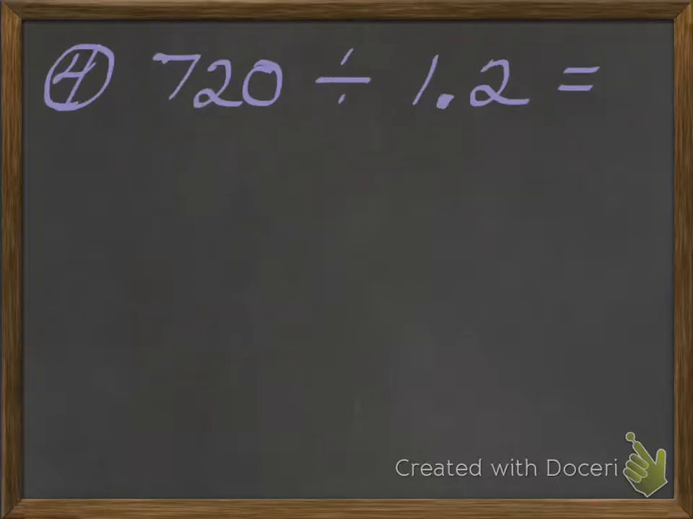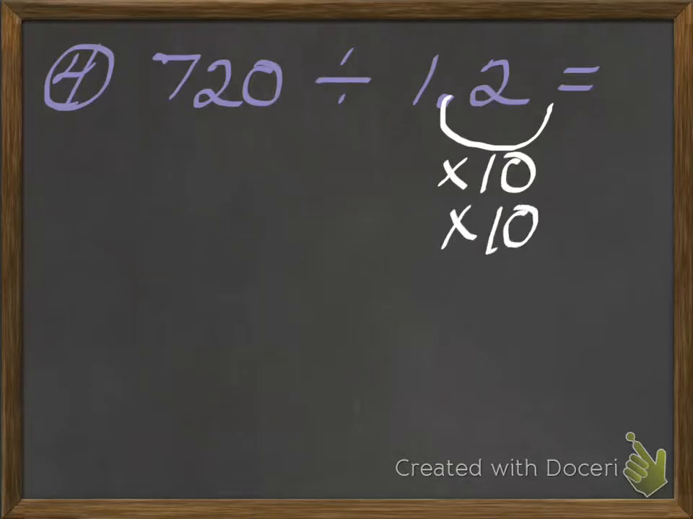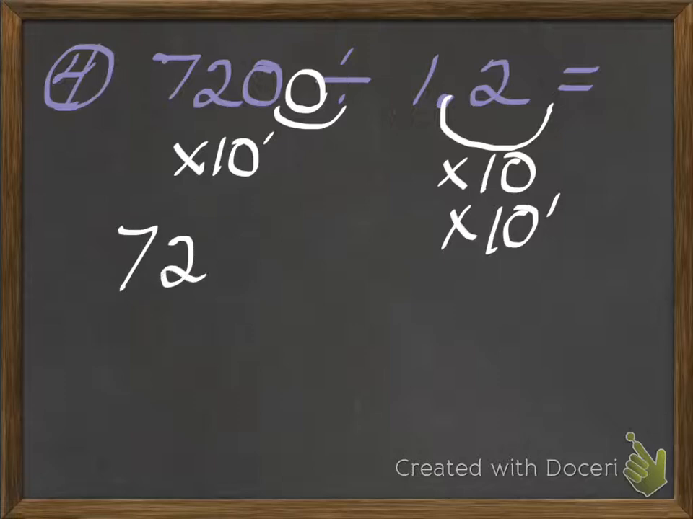Okay, try number 4. 720 divided by 1.2. You should have moved that decimal point over 1 spot, which is the same as multiplying it times 10 or 10 to the first power. You're going to multiply 720 times 10, or 10 to the first power, which means you're just going to add on 1 zero when that happens. And you move that decimal point over 1 place, and you get 7,200 divided by 12. Okay?